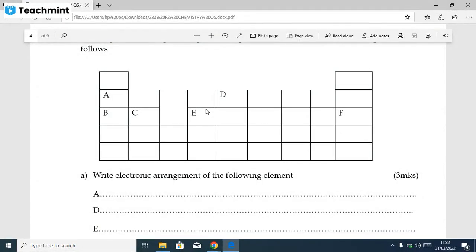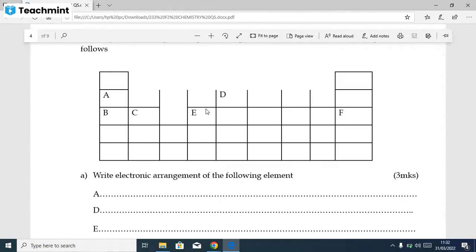Okay. What is the electron configuration of C? We start there. 2, 8, 2. Correct. So what is the valency of C? What is the valency of C? Minus 2. Negative 2.